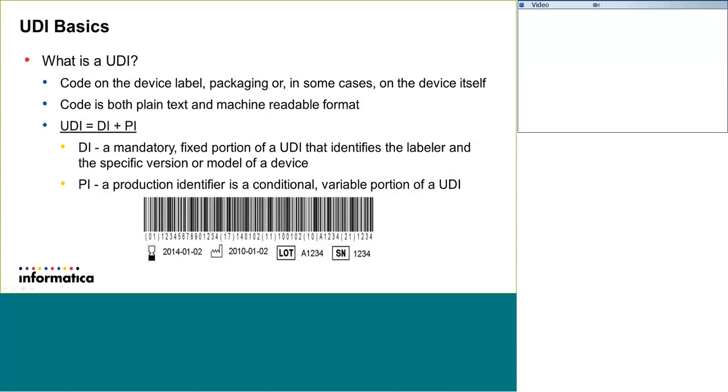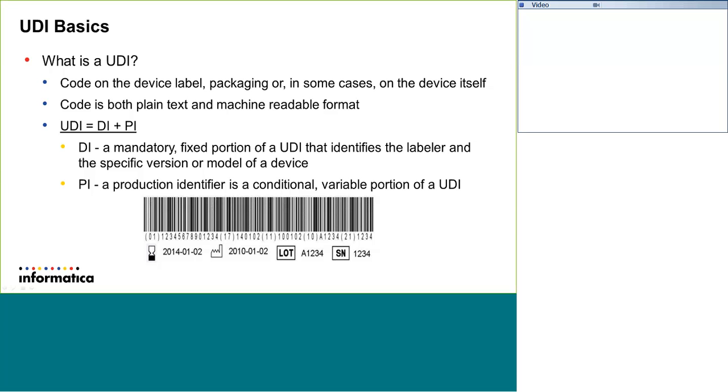So what exactly is the UDI code? Medical devices UDI is a unique two-part numeric or alphanumeric code which is displayed in both human-readable, meaning plain text, and machine-readable formats on the label and packaging, and for certain devices on the device itself. In this slide, you can see an example of a barcode, which is an acceptable machine-readable format under the UDI regulation.